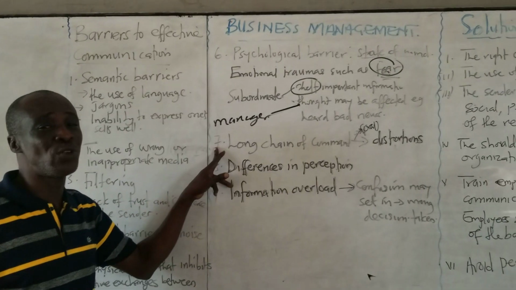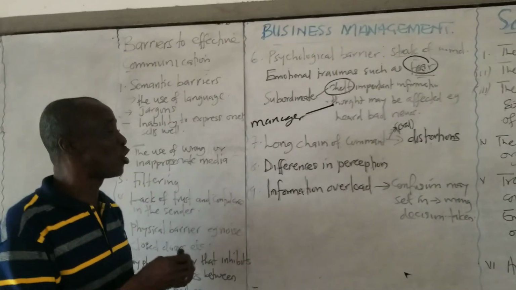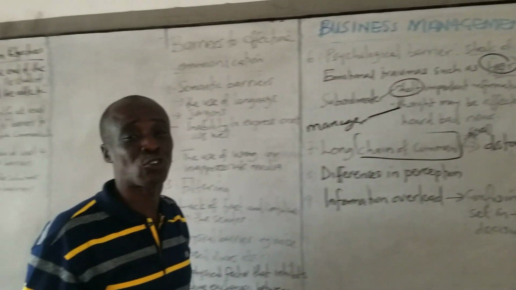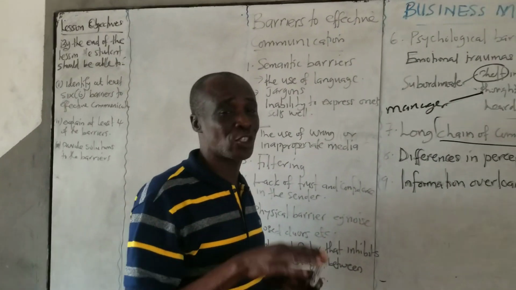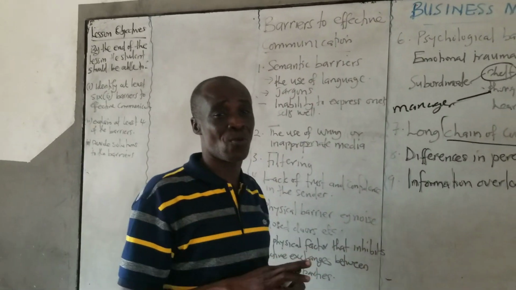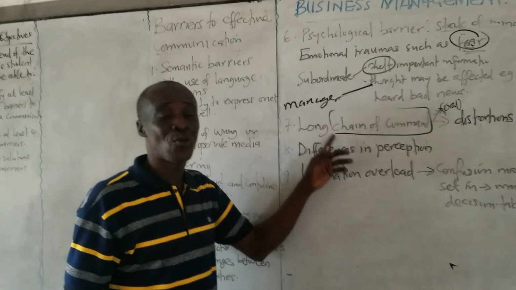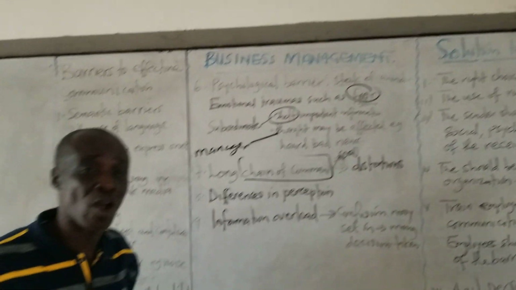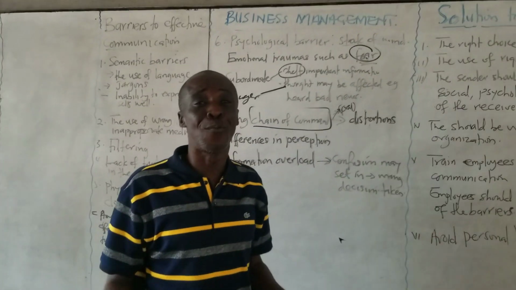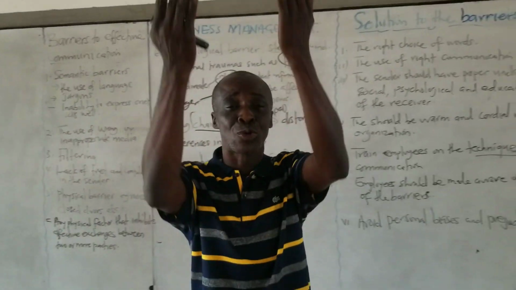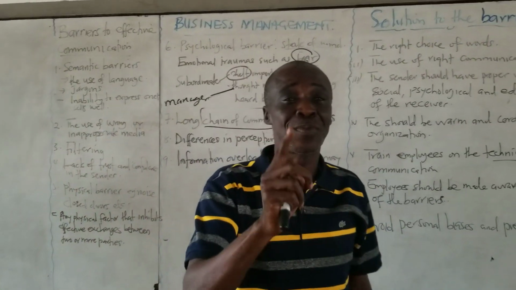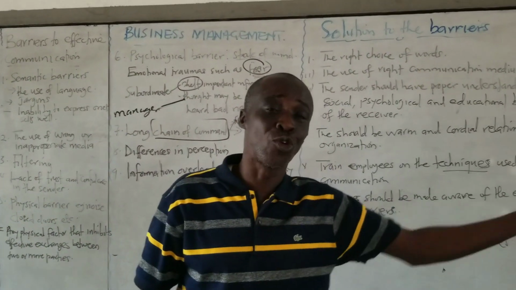The next one, which you know, we have done, is chain of command. And we said we have two types of chain of command, the short one and then the long one. And you know, when the chain of command is too long and oral information passes through that long chain of command, there will certainly be distortions. And I've already told you that.